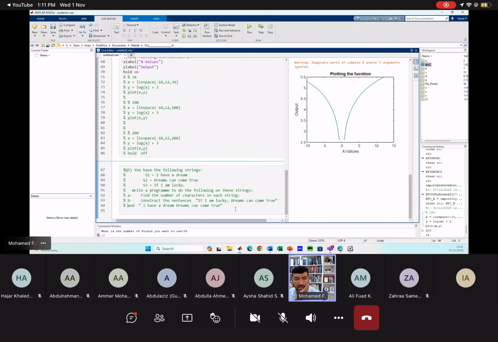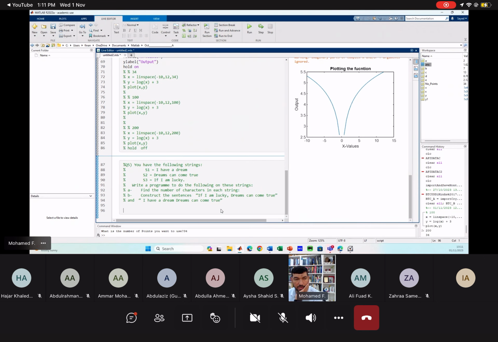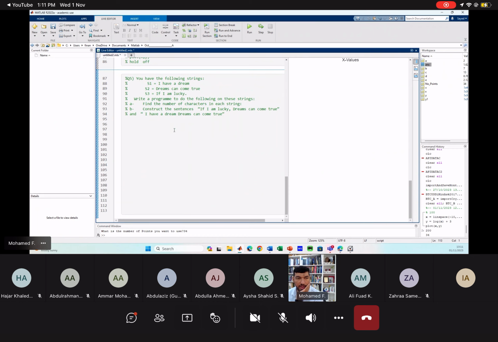The question says, let me just take it down. The question says that you have the following strings. S1 is that, S2 is this, S3 is that. Write a program to do the following on these strings. Find the number of characters in each string. Construct the following sentence. Okay.